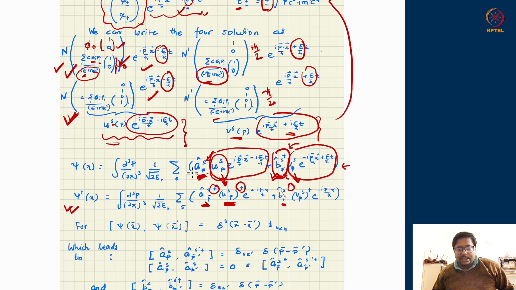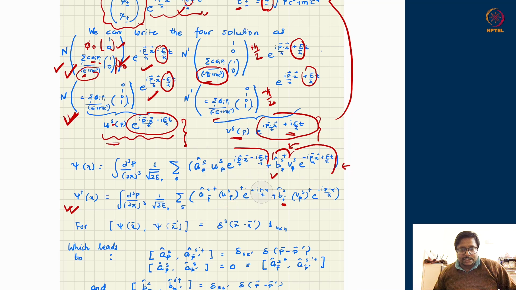So I have a more robust, or more mathematically rich, structure for the Dirac field, because in addition to the oscillator operators, I have mode functions which are also vectors, row vectors or column vectors, depending upon whether you are talking about psi or psi dagger.